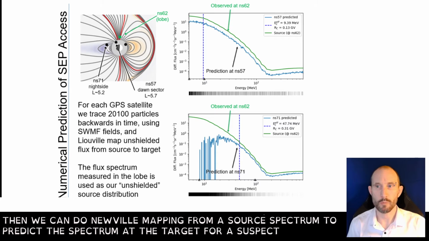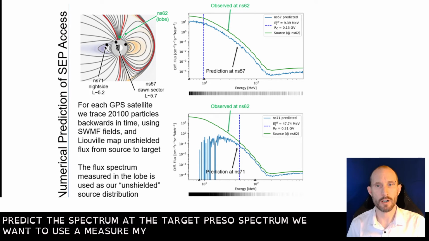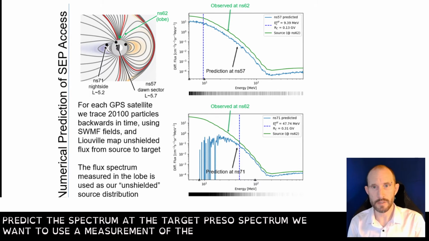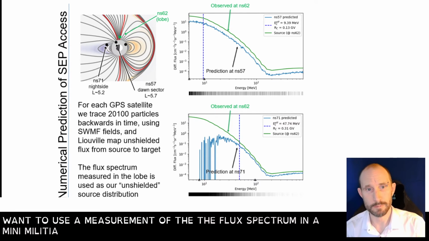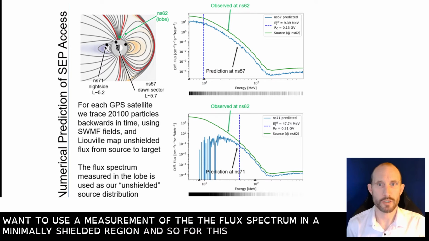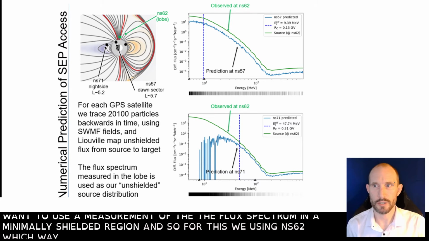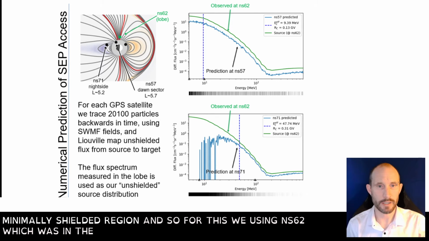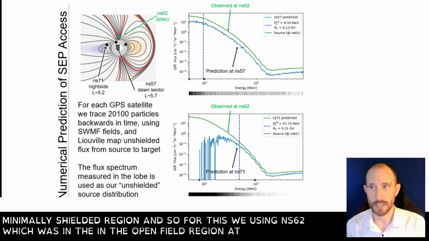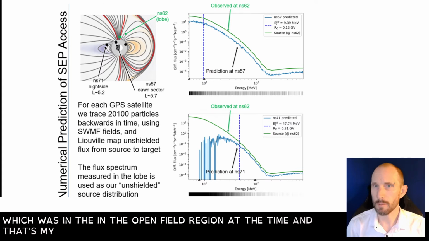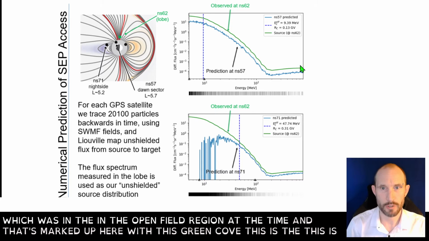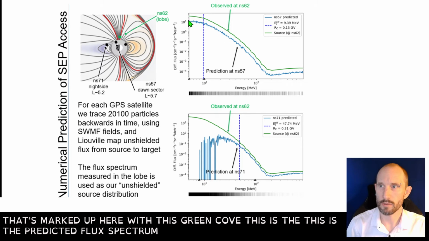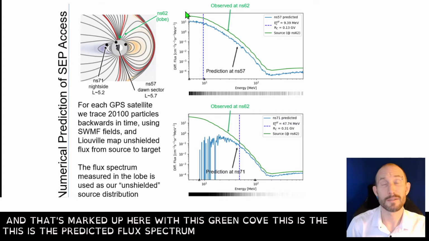For our source spectrum, we want to use a measurement of the flux spectrum in a minimally shielded region. And so for this, we're using NS62, which was in the open field region at the time. And that's marked up here with this green curve. This is the observed flux spectrum from NS62 at this time.